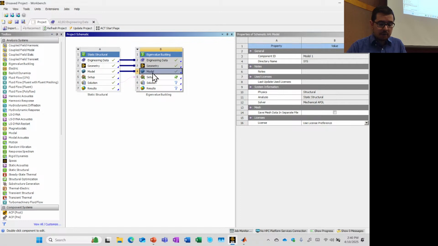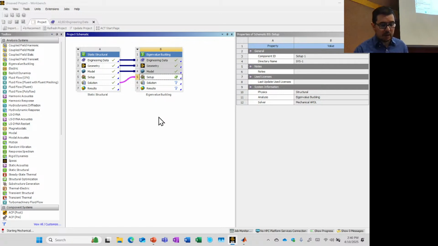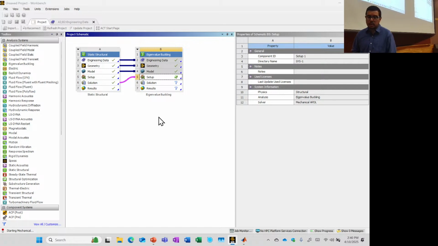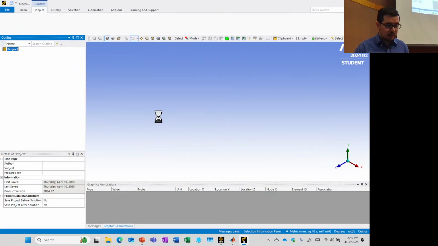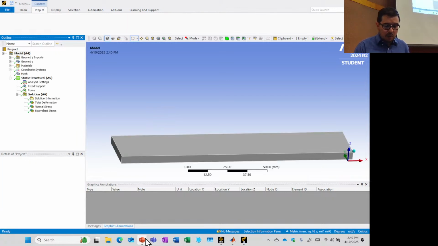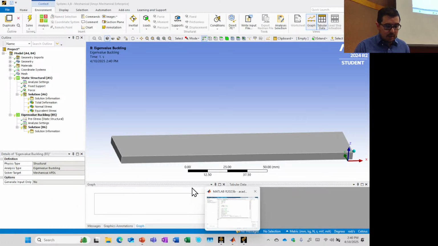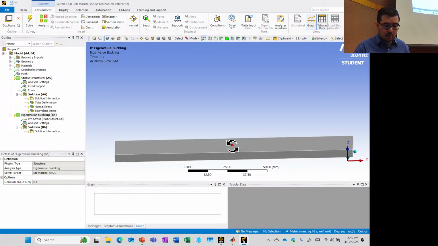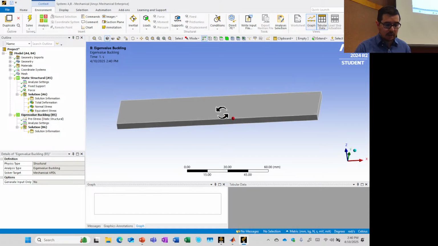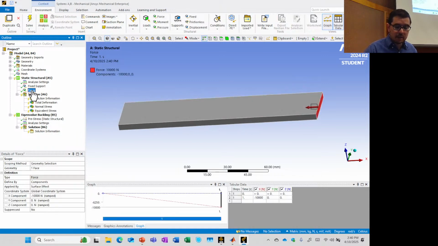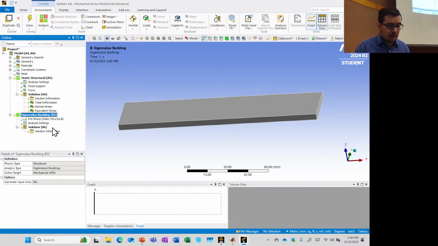So we'll now double click on this model. Is it working? Oh, maybe the setup. Sorry, we'll double click on the setup, and it's starting Mechanical. And we'll see that it's added this eigenvalue buckling analysis. Okay, so you see, it still has the fixed support. It still has the compressive force, right? And now it has this eigenvalue buckling analysis, and it's raring to go. I can just go ahead and hit solve.